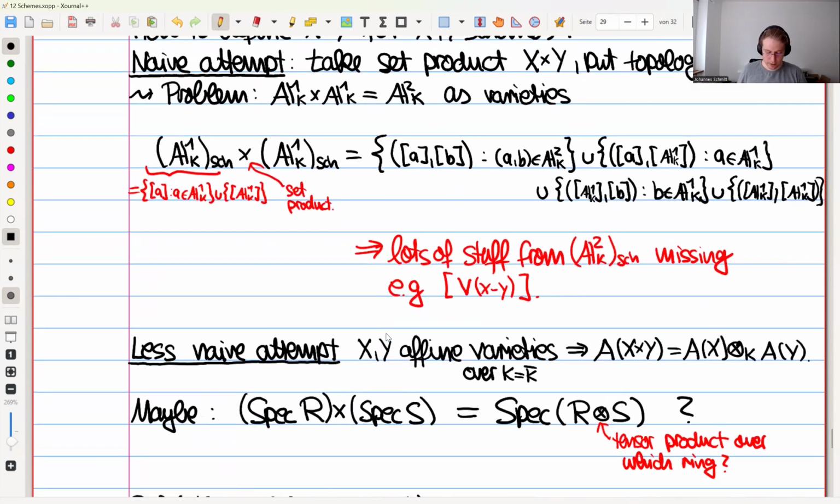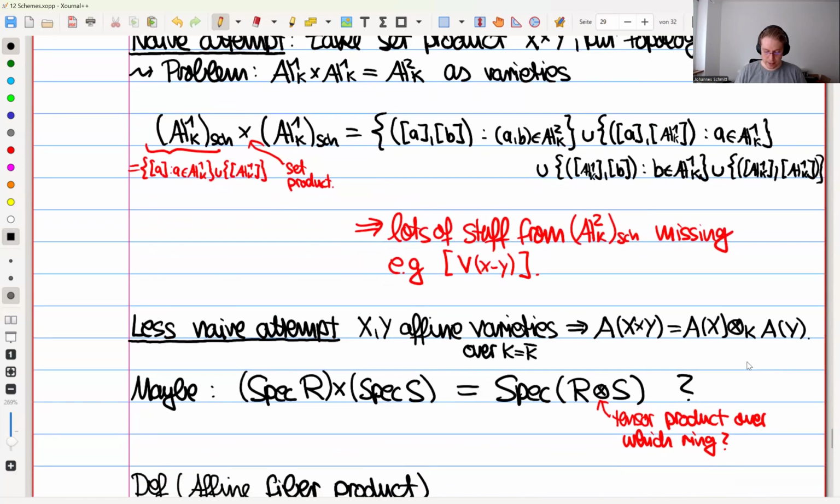Again, everything in this realm of affine schemes works over the rings. And so if X and Y are affine varieties over an algebraically closed field, then we have seen the coordinate ring of X cross Y is just the tensor product of the two coordinate rings over the field K. So it's again this affine variety, it has this ring. So maybe we should say that the product of Spec R and Spec S is just the spectrum of such a tensor product. So somehow this has a chance to give us the correct thing for these affine varieties.